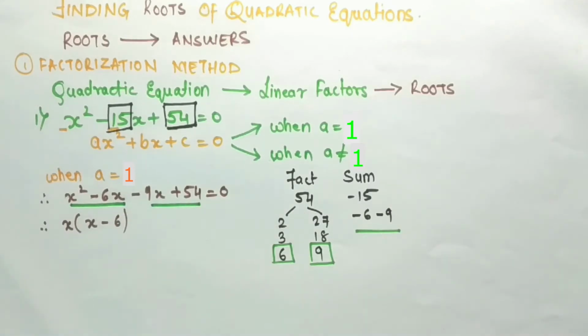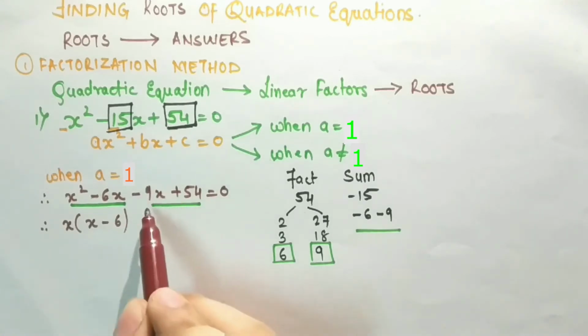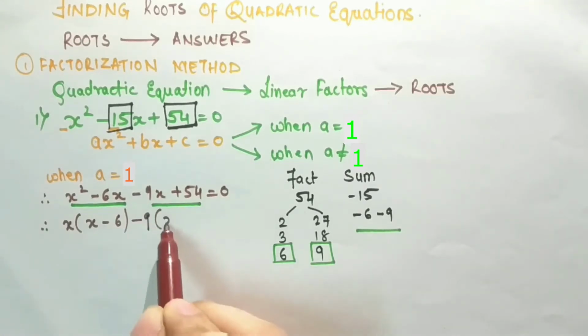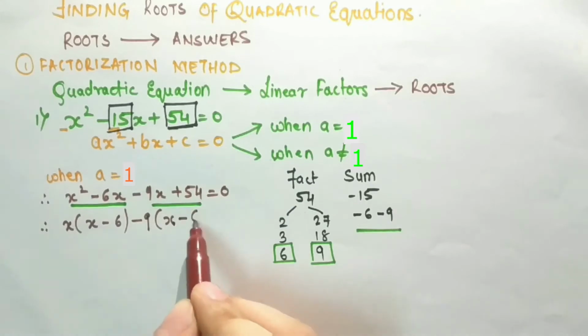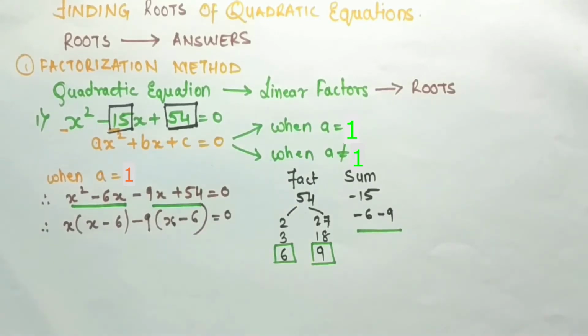To do so, from the first set I will take out x, which is common in x square minus 6x. Therefore x into x minus 6, which is the remaining term. Minus 9 comes out as common from the second group and gives me x minus 6 in the bracket is equal to 0. One pro tip to find out whether you are on the right path: always look at the terms inside the brackets. If the terms inside the brackets are the same, then you are on the right path.